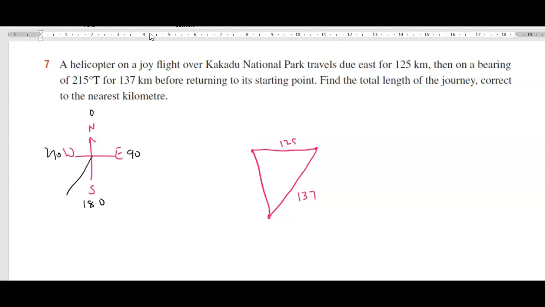So there it is. There's no right angle in there either, girls, or you shouldn't assume that there's a right angle. Find the total length of the journey. So we've got to find this length here. So I'm going to call that x. Now we need to use the bearing to get this angle here. The fact that it's gone due east is very helpful. So when you think about that triangle, this angle here is going to be 270, if I went all the way around to west, minus the bearing of 215, which gives me 55.